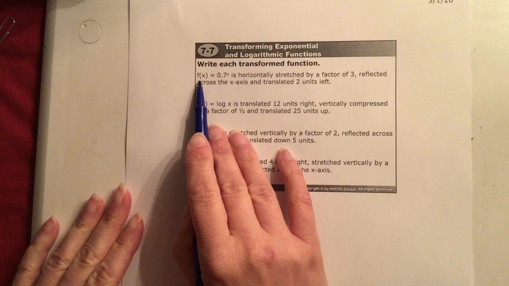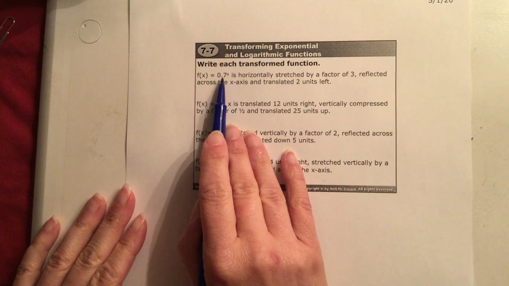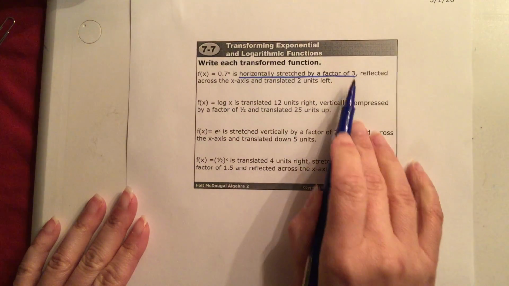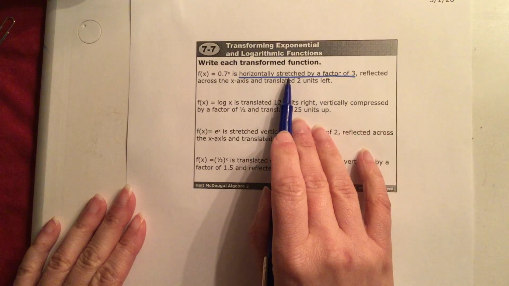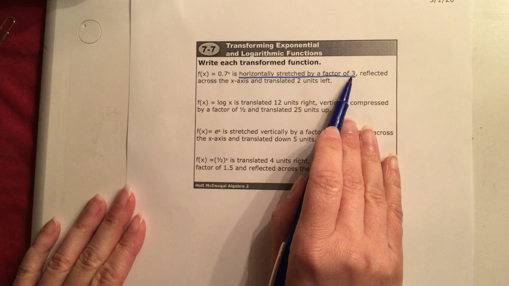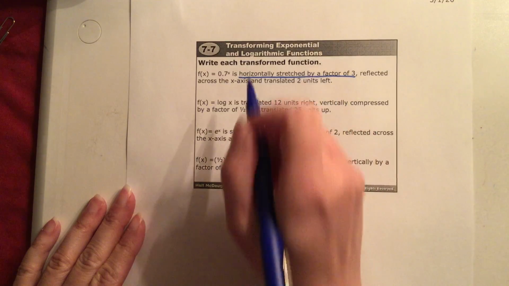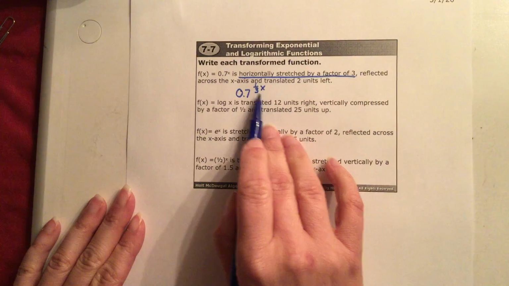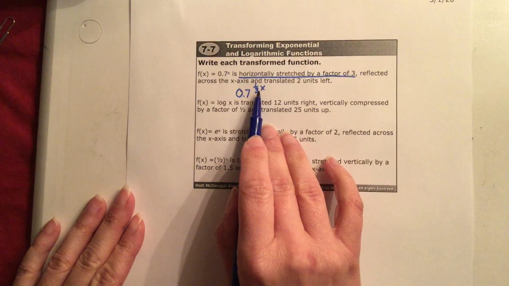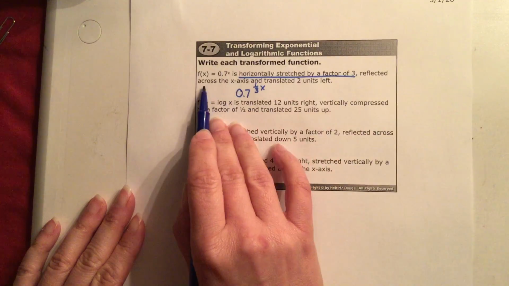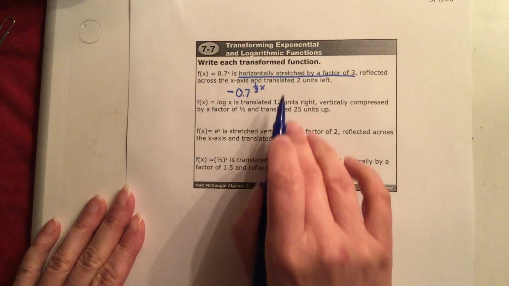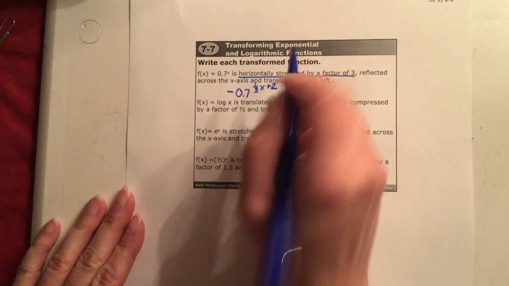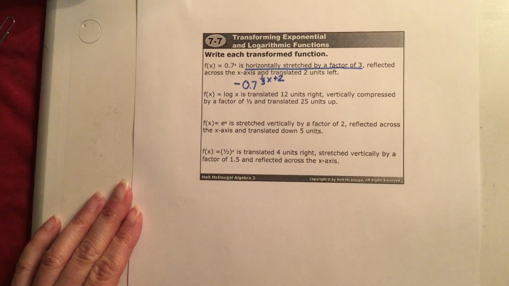Here we go. My parent function is 0.7 to the power of x. If I want to do a horizontal stretch by a factor of 3, horizontal stretches and compressions, you do the reciprocal. So the reciprocal of 3 is 1/3. So that 1/3 gets multiplied only to the x. So I know that it's only to the x because it stays within the exponent. Reflected across the x, the negative goes up front, translated 2 units left. Now that's horizontal again. So when I add 2, it has to stay with the exponent.